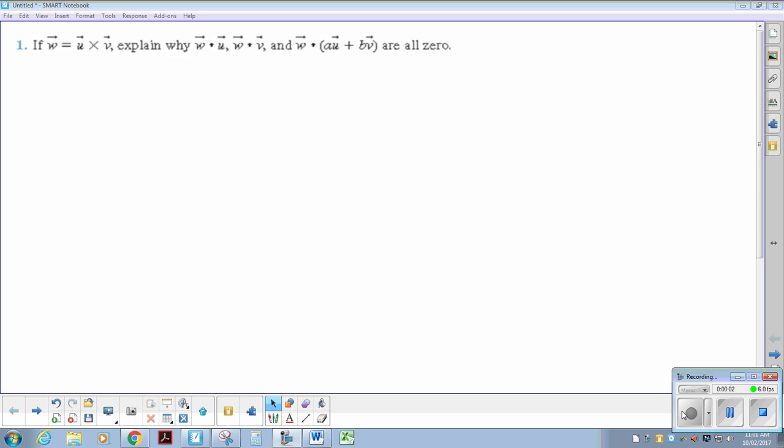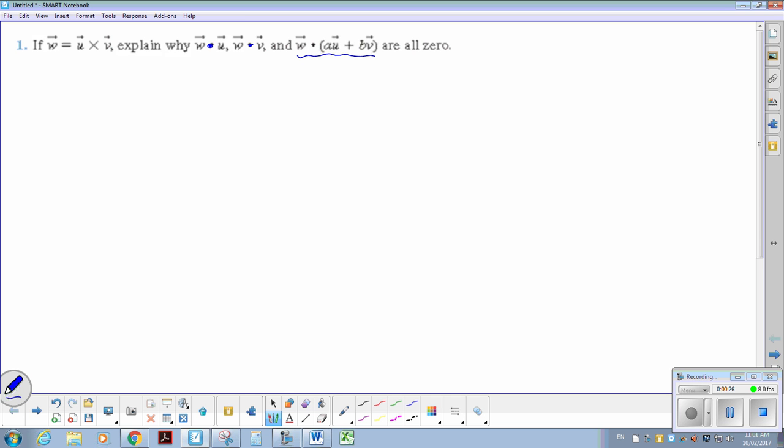All right, this is question number 1 from lesson 7. I've had some requests on this one. It's asking, so it tells us that W is the result of U cross V. The question wants to know why, when we take the dot product of W·U and W·V and any multiple thereof, that's all that really means, why are they all zeros?